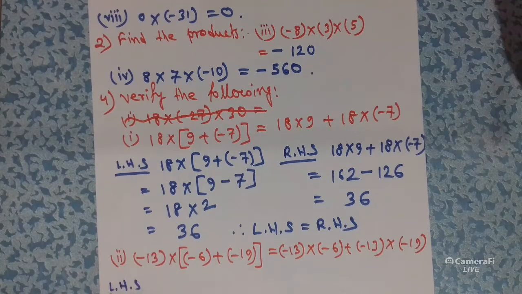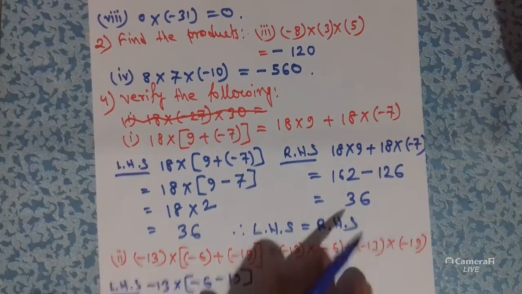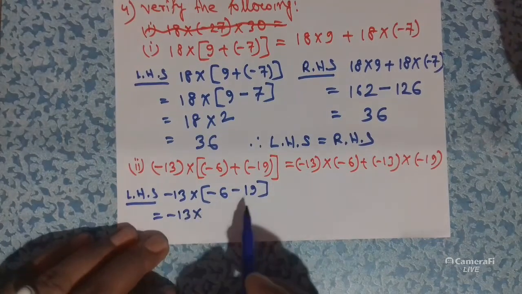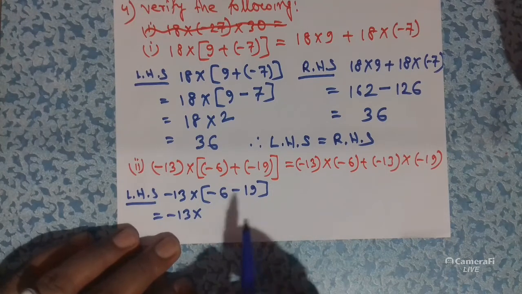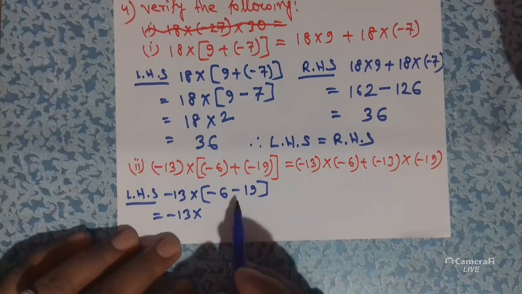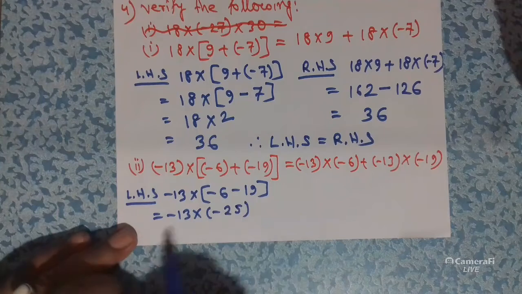So LHS, here LHS is minus 13 multiply. So when we remove these first brackets, it will be minus 6 and plus minus minus 19. Okay students. Now minus 13 multiply. So here you can see that minus 6 and minus 19 have same sign. So that's why we have to add these two values. So 19. So minus 19 and minus 6, it will be minus 25.